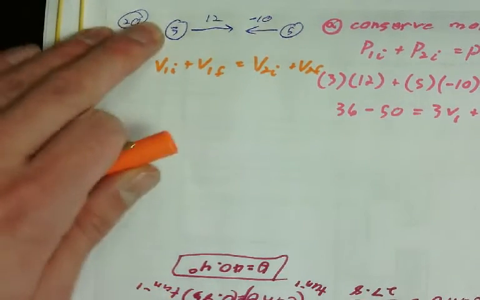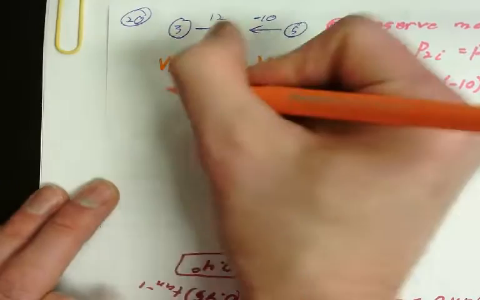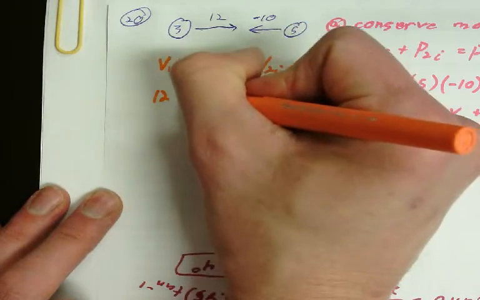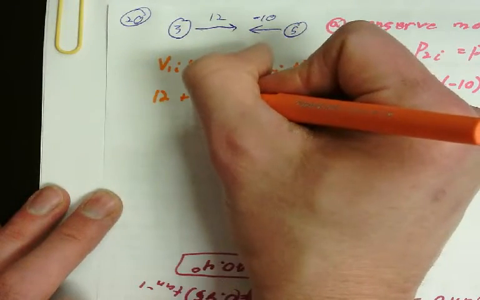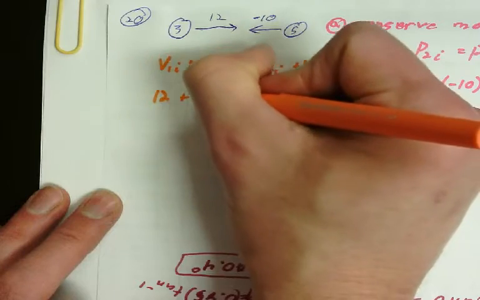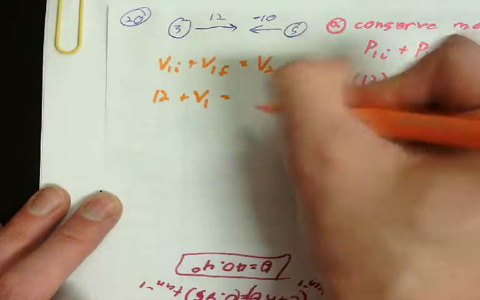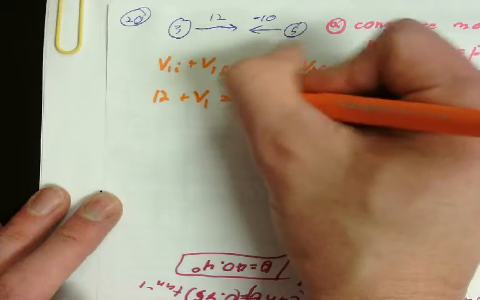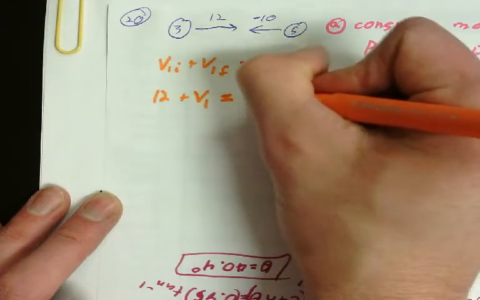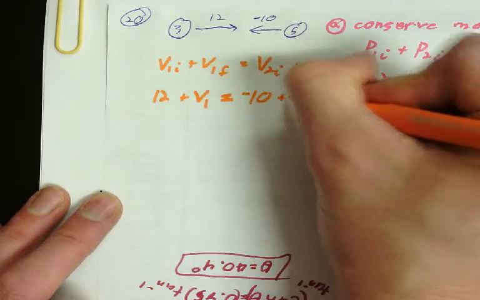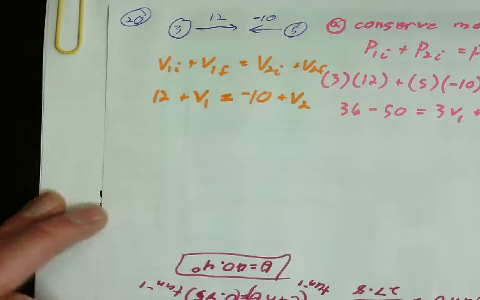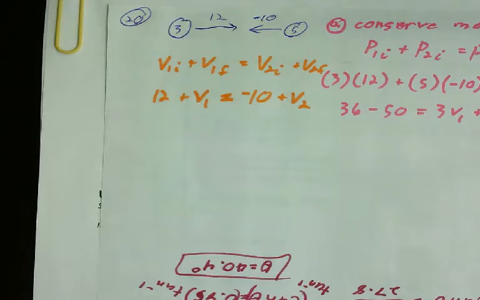So V1 initial is before the collision, how fast is it going? 12. After the collision, it's just going V1, whatever that speed is. We don't know what it is. It's something. V2 before the collision is going -10. And after the collision, we don't know. We just call it V2.